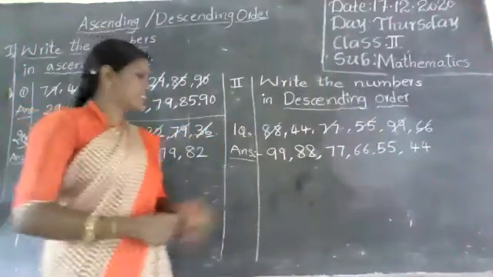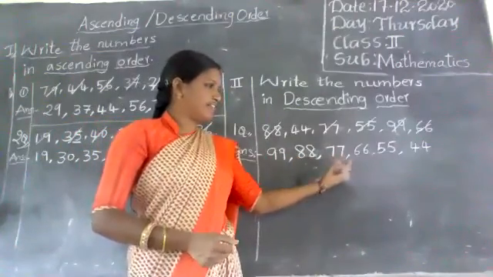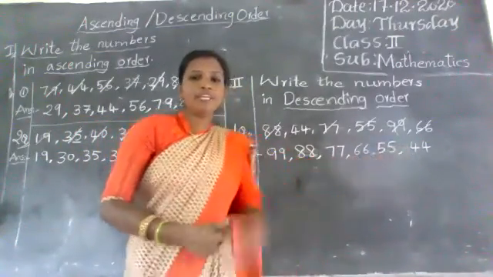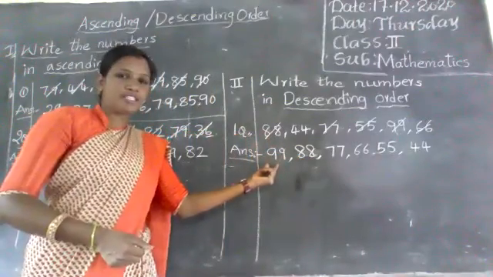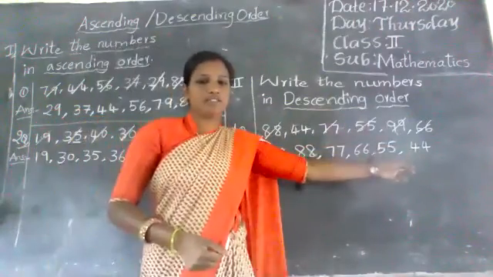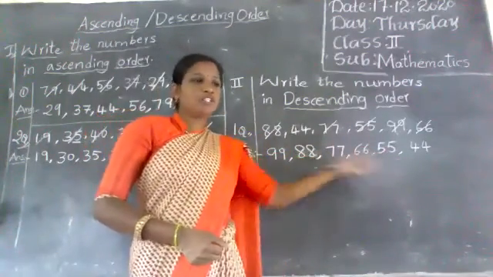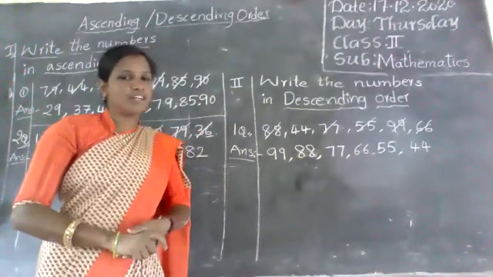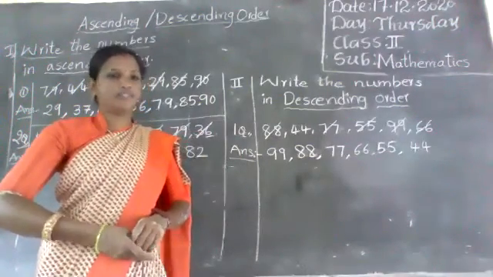Now let us check it: 99, 88, 77, 66, 55, 44. It means we should arrange the numbers from biggest to smallest. Yes or no? Biggest to smallest. So it is called descending order. What is it, children? Descending order.